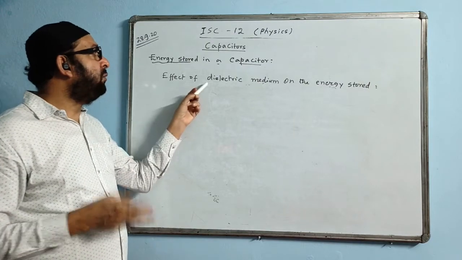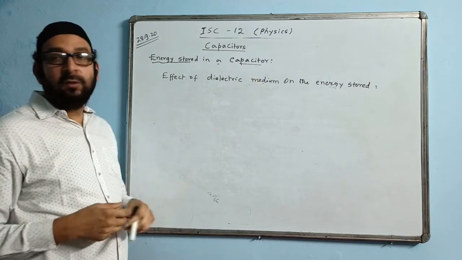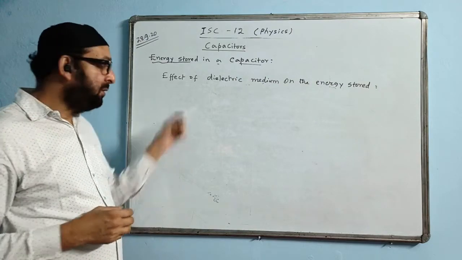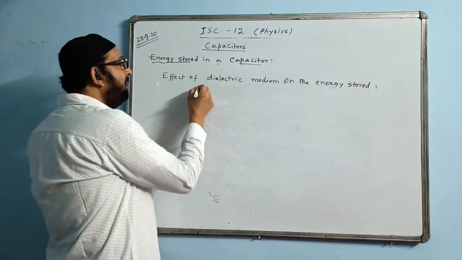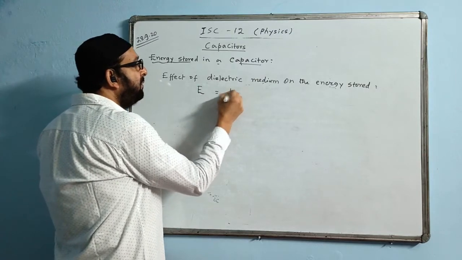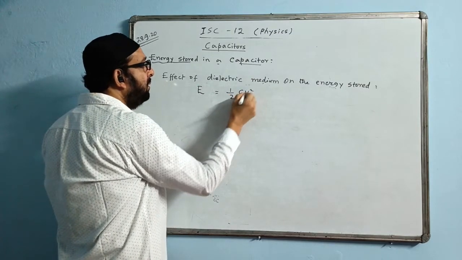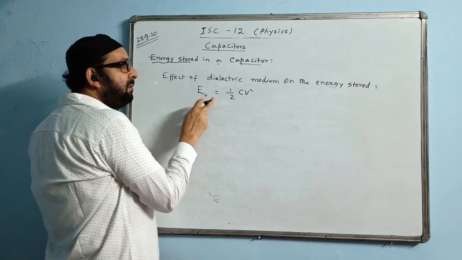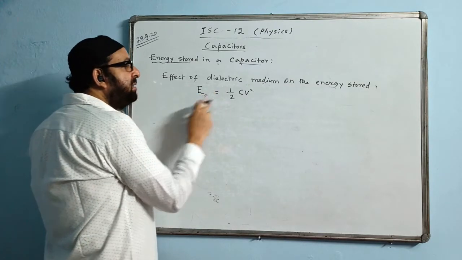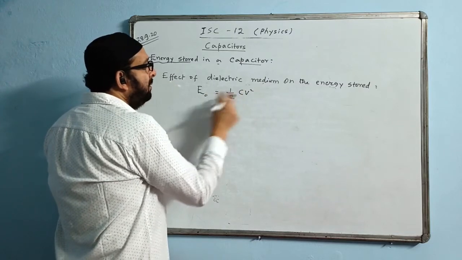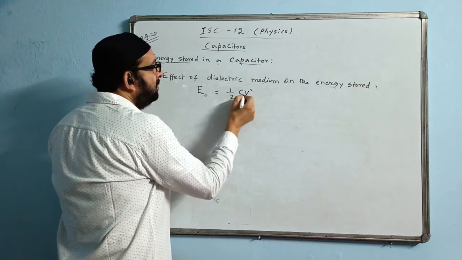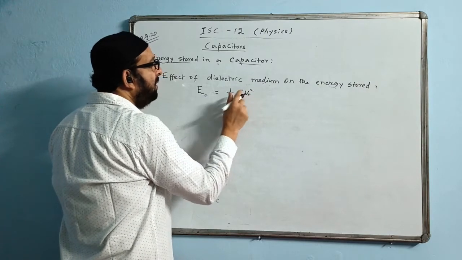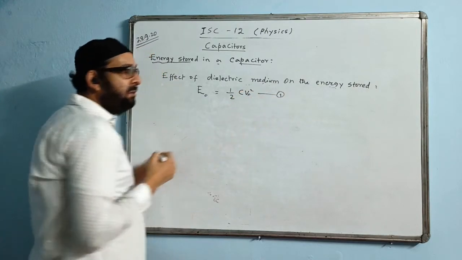So it appears that the energy stored will also increase by K times, but actually that does not happen. I'll show you why. Let us take the energy stored formula. What is the formula of energy stored? Half CV squared. So here let E naught be the energy when there was no dielectric medium, free space: E naught equals half C V squared. See, I write this as equation 1.